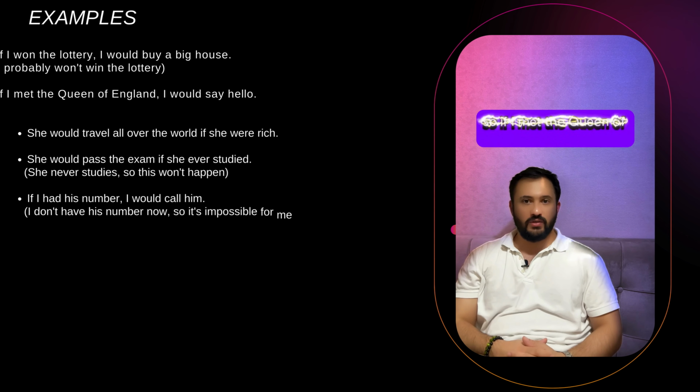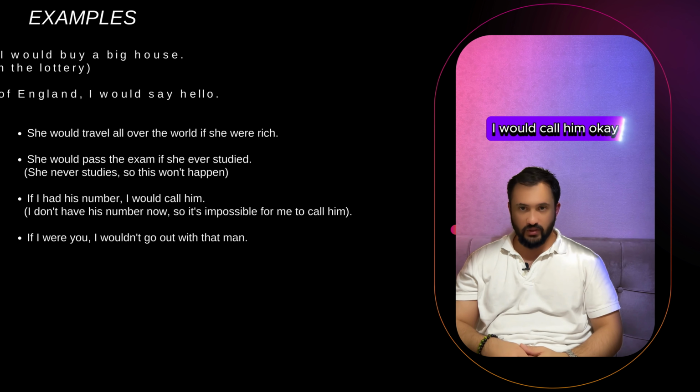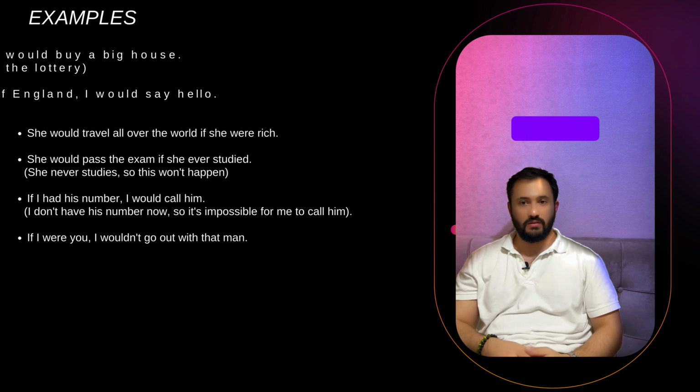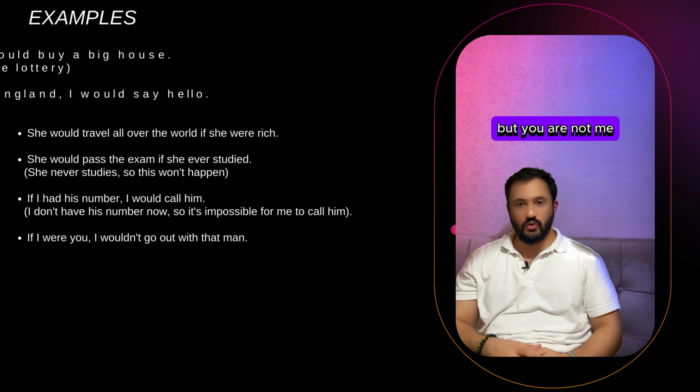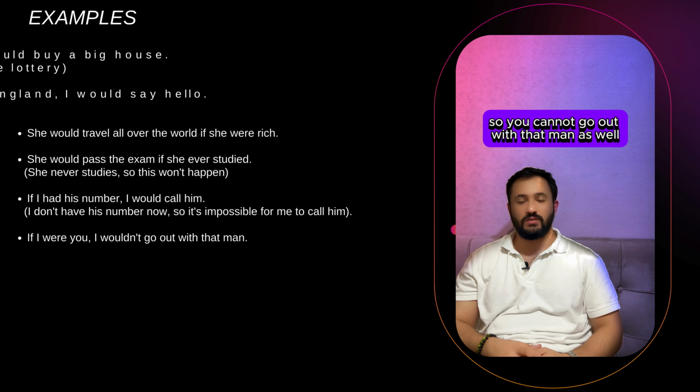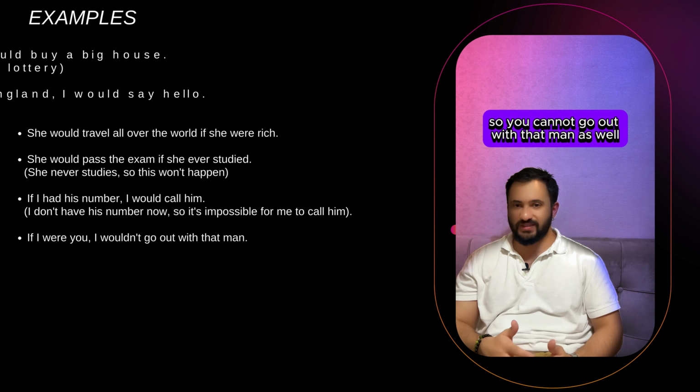If I had his number, I would call him. Okay, but I don't have his number. No, of course, so it's impossible for me to call him. That's all. If I were you, I wouldn't go out with that man. But you are not me, so you cannot go out with that man as well. So this is my choice.